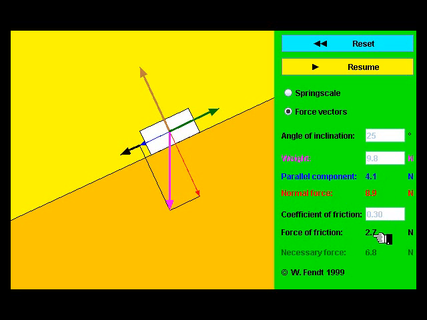So 4.1 plus 2.7 gives us a total of 6.8 newtons of necessary force in order to move that block up the hill with zero acceleration. All right, it's moving at a constant speed. It's not speeding up, it's not slowing down. Therefore, the applied force up is the same as the total force down, which is, of course, the parallel force down and the force of friction holding you back.